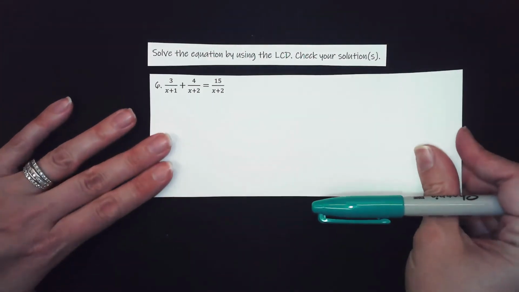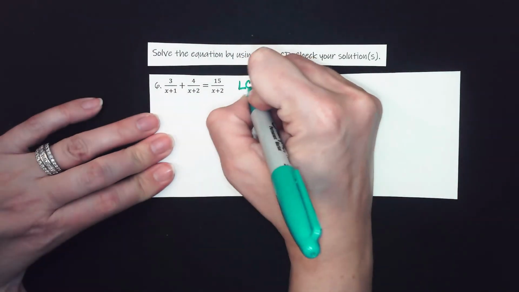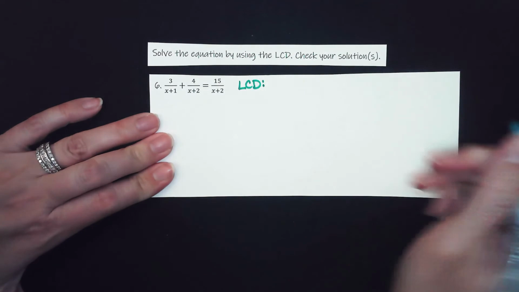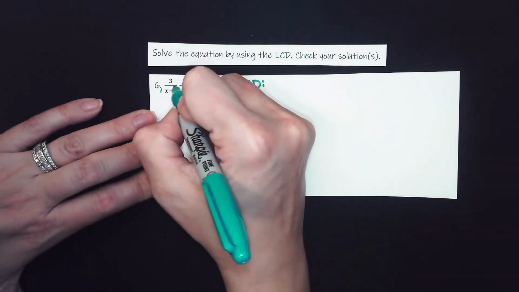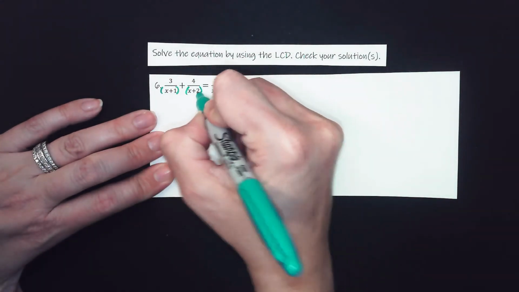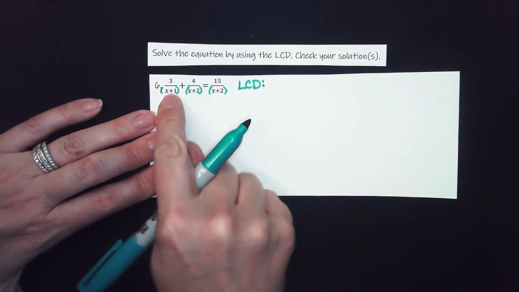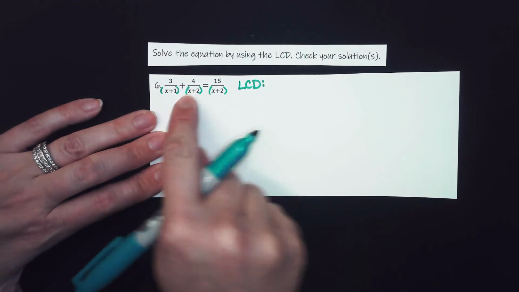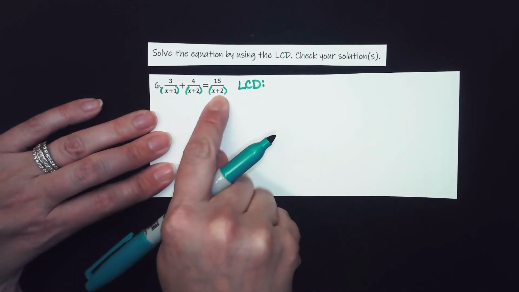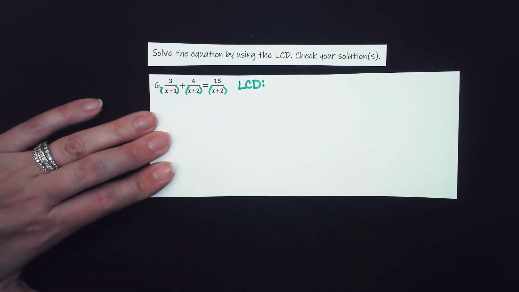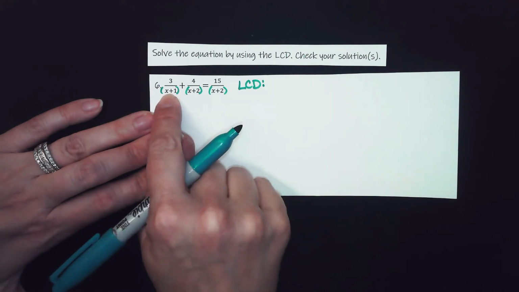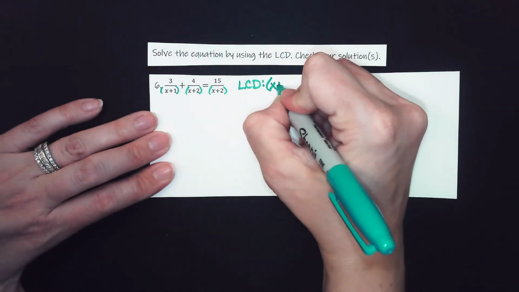So let's go to number 6. Okay, let's find our least common denominator. So think of each of these as one term, okay? So I have x plus 1, I have an x plus 2, and I have an x plus 2. Well, our denominator has to include all of those terms. So it has to include an x plus 1.